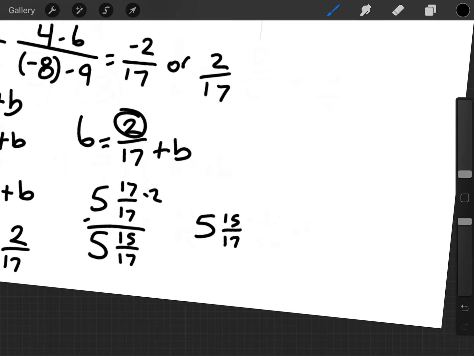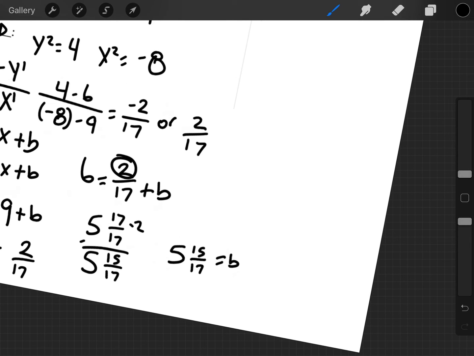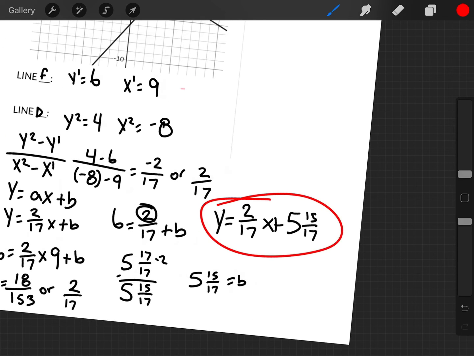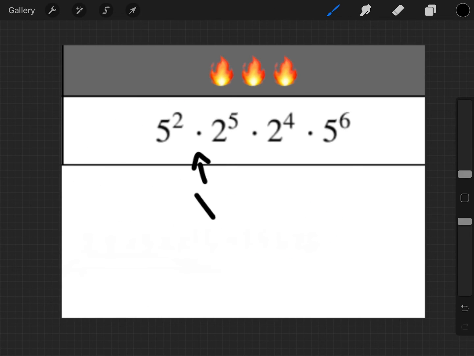So this shows us that 5/15 over 17 equals b. This means that our equation would be y equals 2 over 17 x plus 5/15 over 17. So as you can see, this is our final answer. With this next one, we will be working with powers. The dot in between the numbers means multiplication.